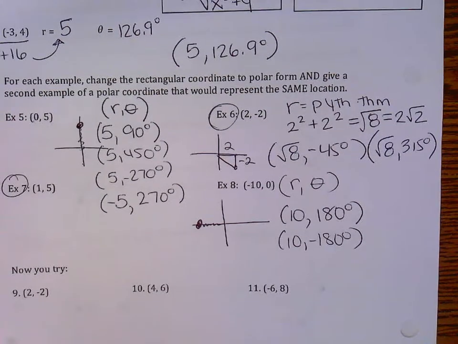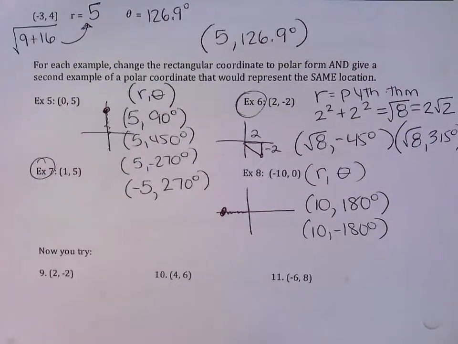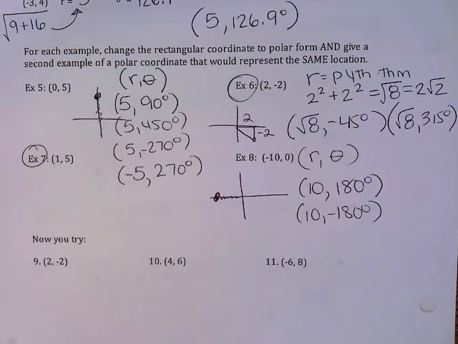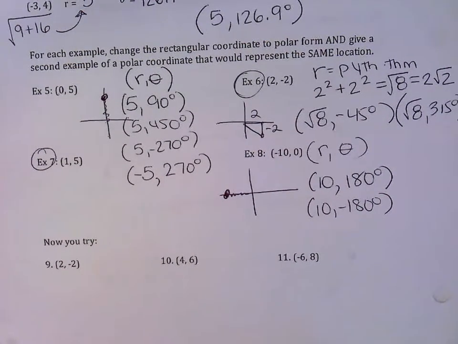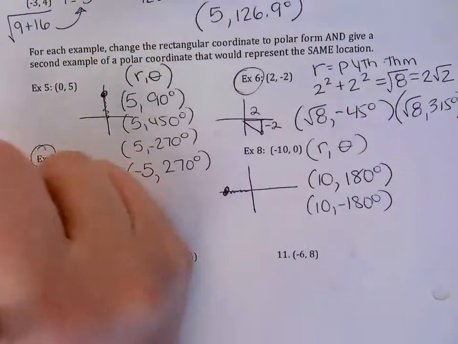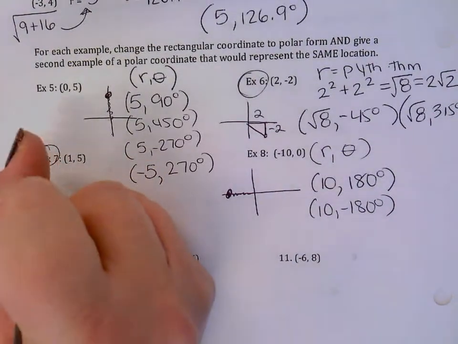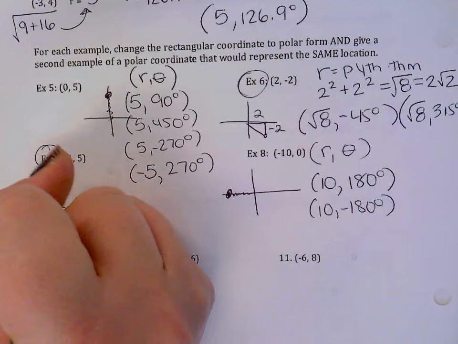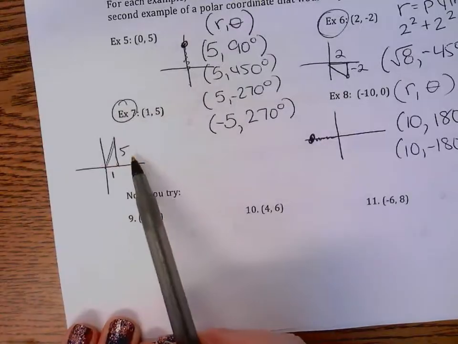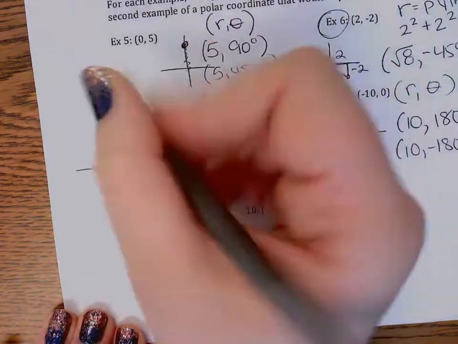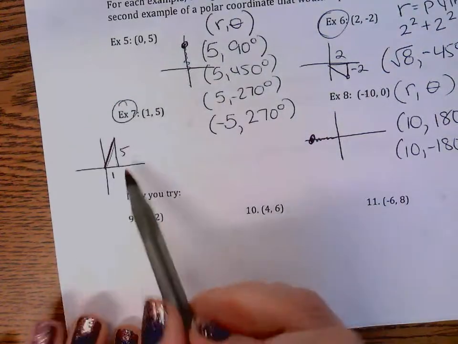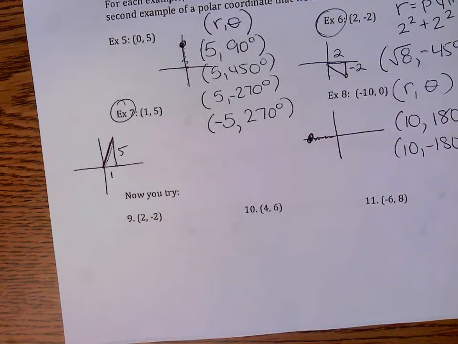And then example 7 is not going to come out as a perfect angle. You'd have to use a calculator for example 7. So example 7, if I'm at 1, 5, here's my triangle. So 1, 5, I'm going to find the hypotenuse and then do tan inverse to find the angle. So I'd like you to try example 7 before I tell you the answer. See if you can do Pythagorean theorem and find the angle.